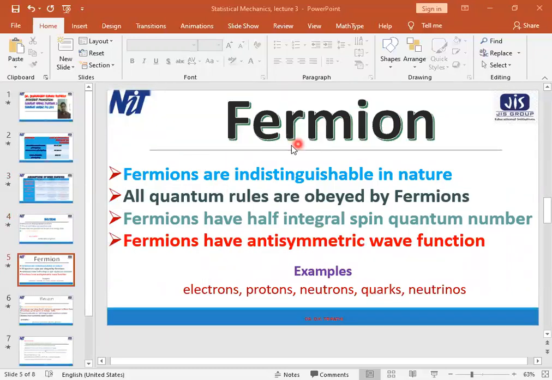Now, fermions. What are fermions? What are the characteristics of fermions? We want to know that. Fermions are indistinguishable in nature. They cannot be distinguished. All quantum rules are obeyed by fermions. Fermions have half integral spin quantum number. Fermions have an anti-symmetric wave function. That means their wave function does not remain the same with the translation of the axis. And the examples of fermions are electrons, protons, neutrons, quarks, neutrinos. These are all fermions.